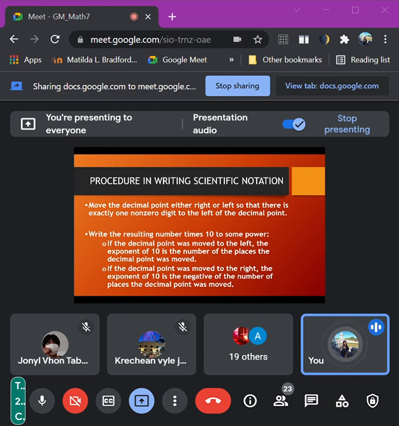Understood? I want you to take note of this if you have notebooks or a pen there, so that you will not forget. Is this noted? This is very important. Remember, to the left, the exponent is positive. To the right, the exponent is negative.